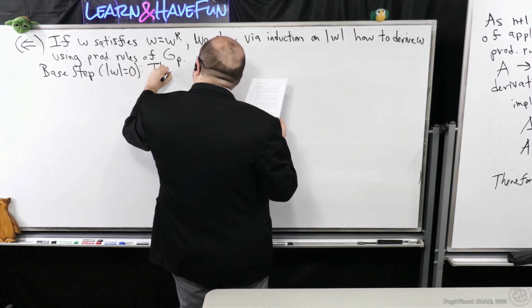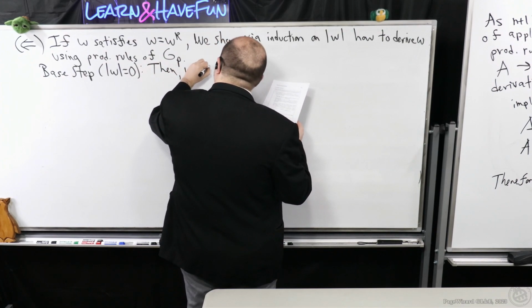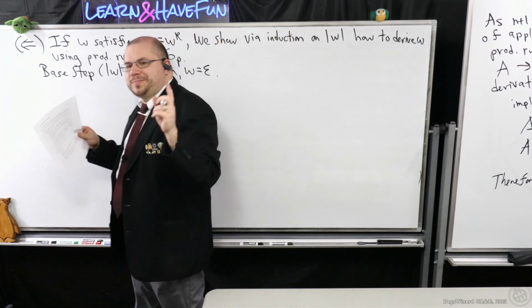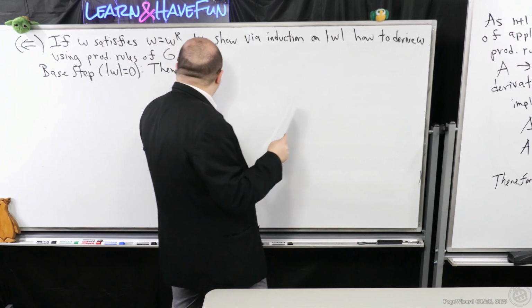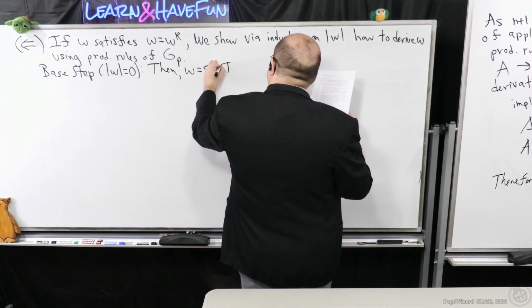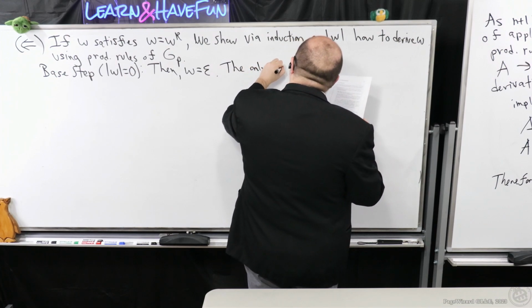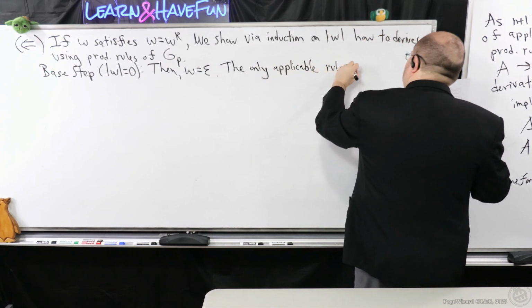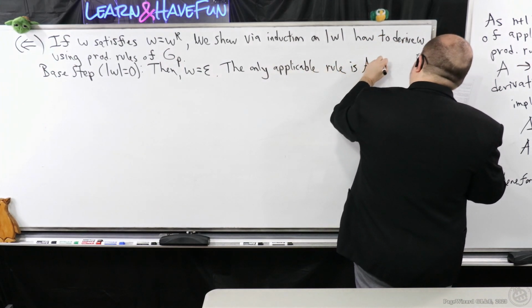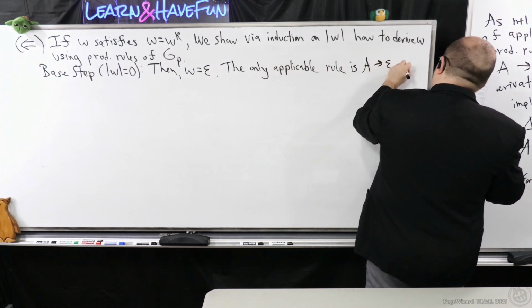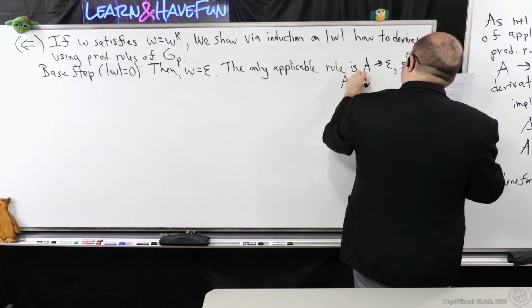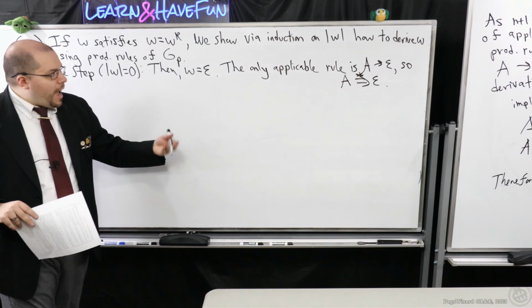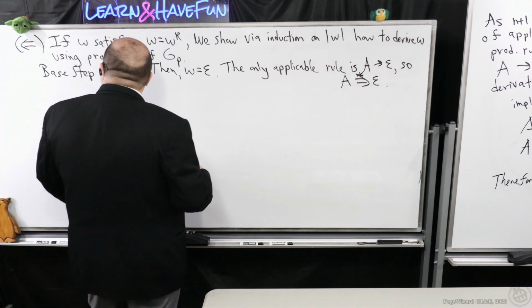Well, when the length of the string is 0, then we know it's already the empty string, right? So which one can I use? Well, it was the rule with epsilon, right? The only applicable rule is A produces epsilon, so A derives epsilon. So what I'm going to do is I'm going to show you how you derive W using the production rules.